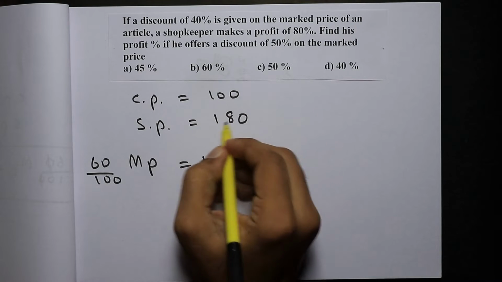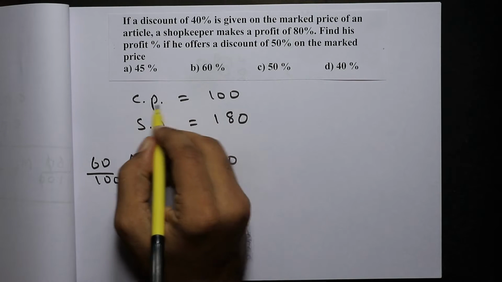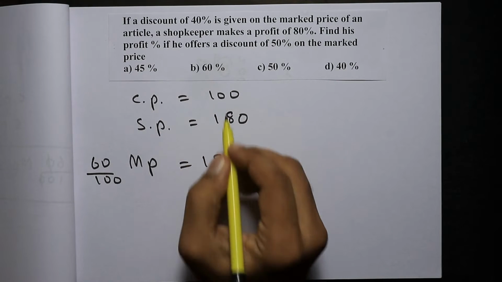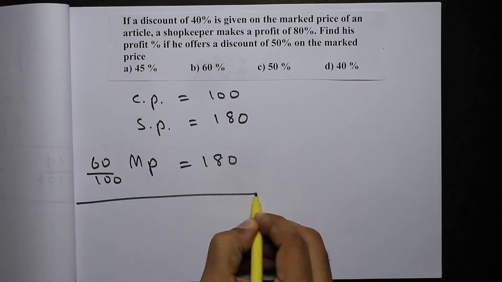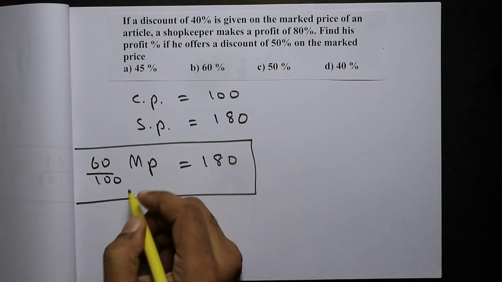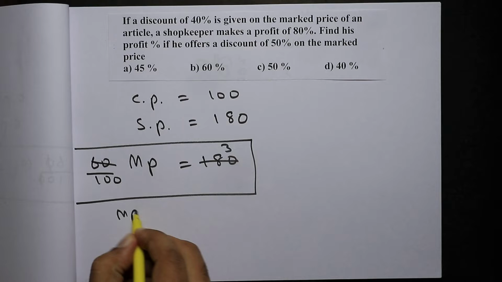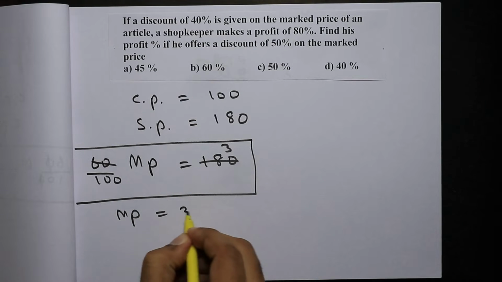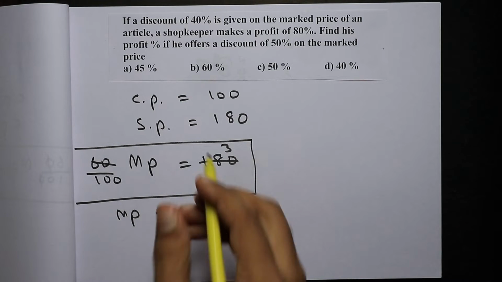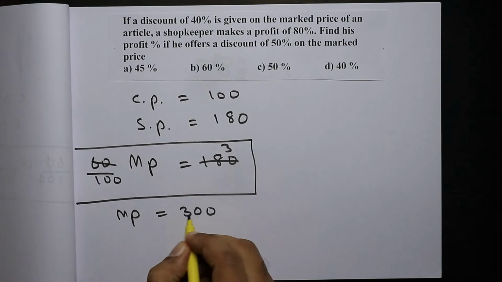So he'll get 80% profit because cost price we have assumed it to be rupees 100. So using this we can calculate the mark price. Here 60 divides 3 times. So mark price you will get it as 100 into 3, 300. So cost price is 100 and the mark price is rupees 300.